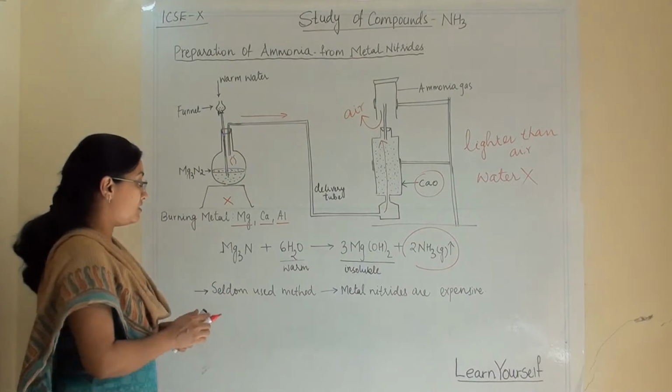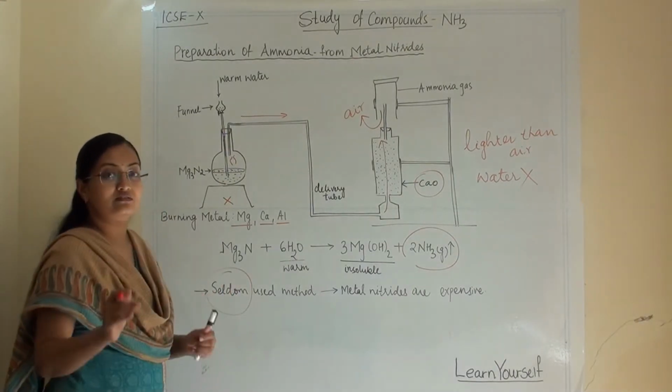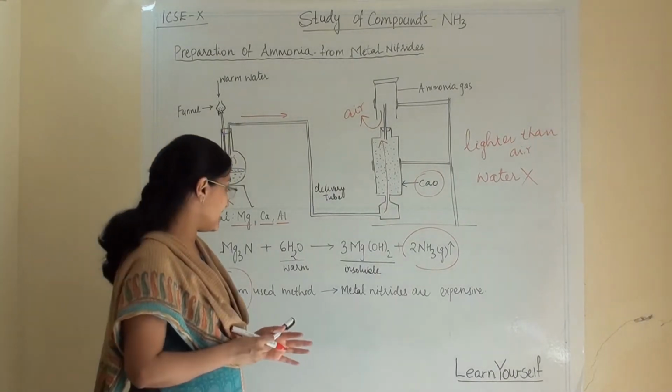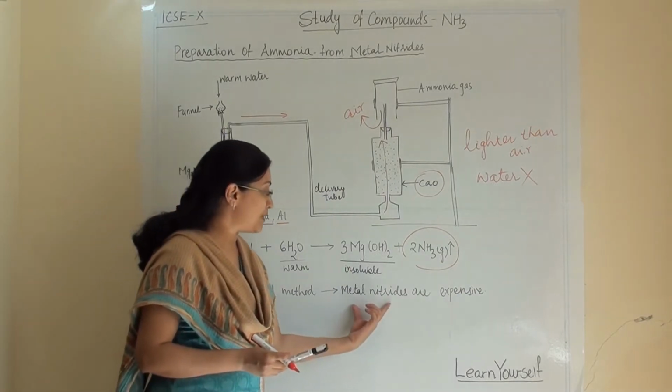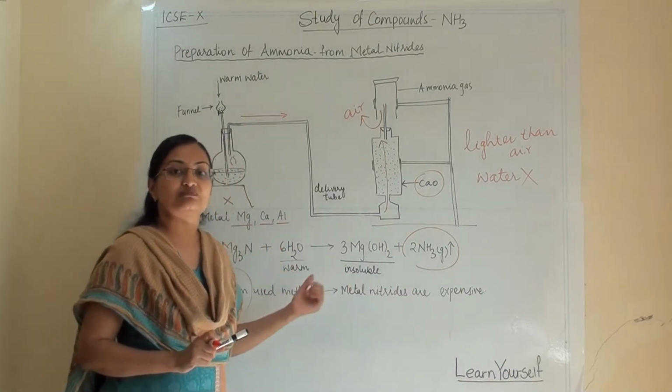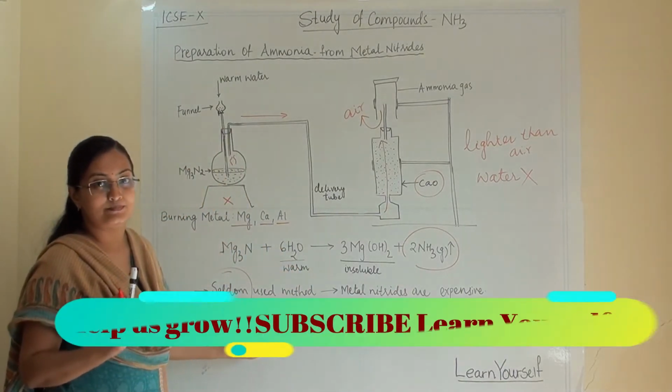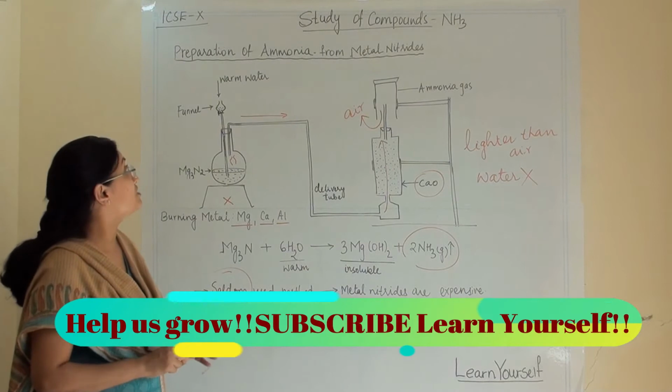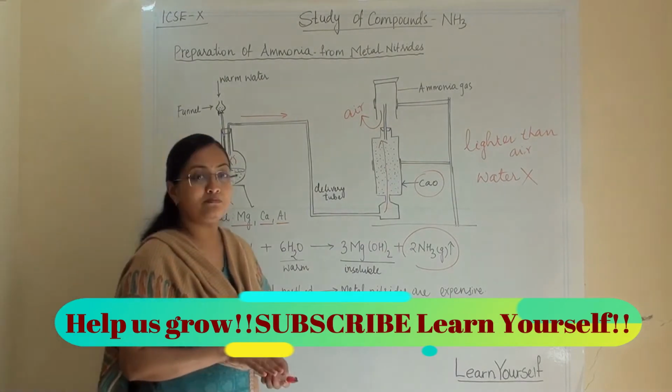Now this method is seldom used, that means a very rarely used method. And why? Because metal nitrides are very expensive, so this method is seldom used. So this is all about the preparation of ammonia from metal nitrides.